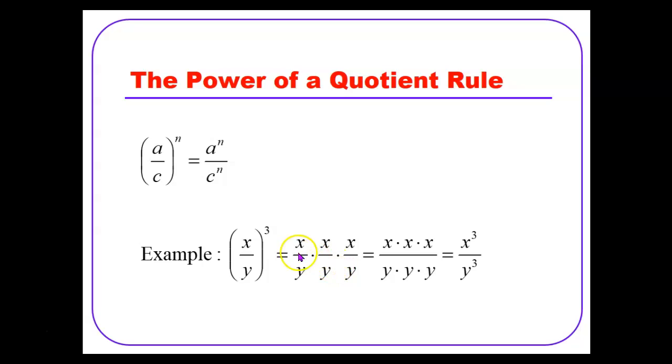But if you remember, when you multiply fractional expressions, you can multiply the numerators, multiply the denominators. So we get x times x times x, or x to the 3rd on top. We get y times y times y, or y to the 3rd on the bottom.